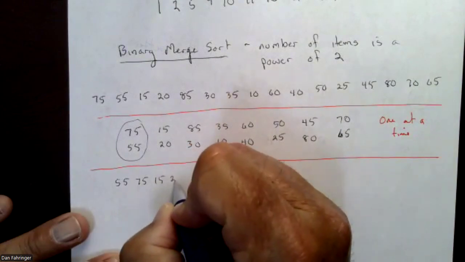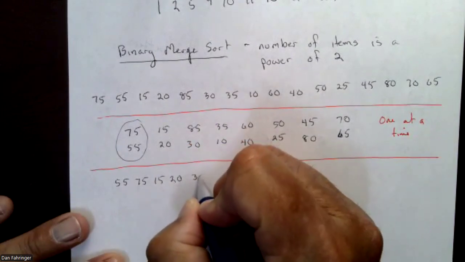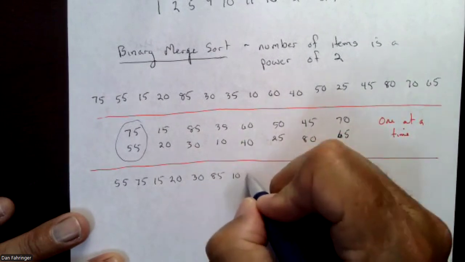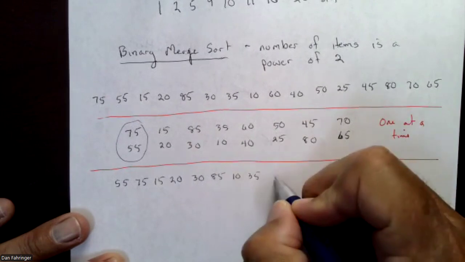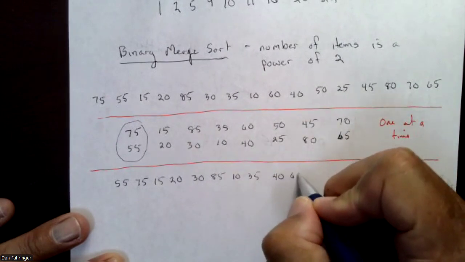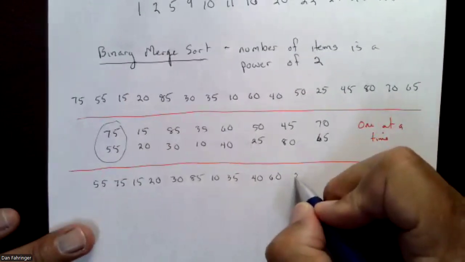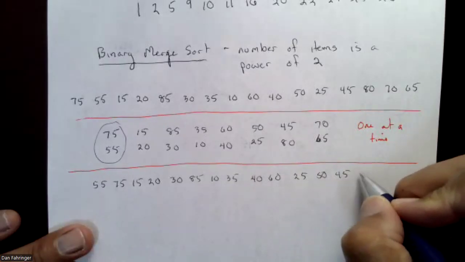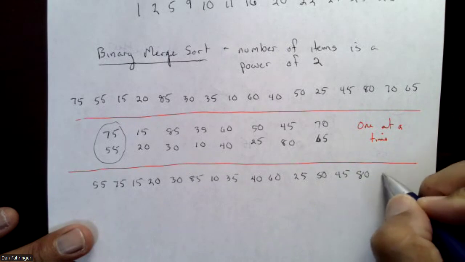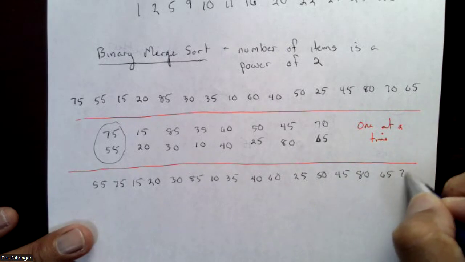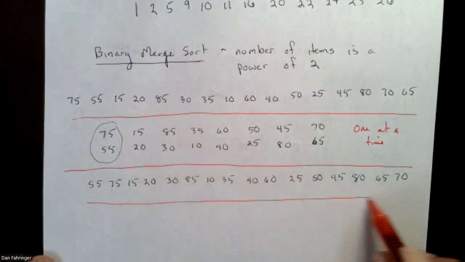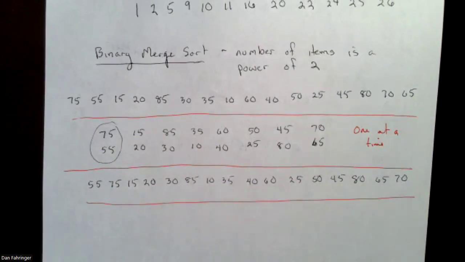15 and 20, 30, then 85, 10, 35, 40, 60, 25, 50, 45, 80, 65, and 70. I took a list and made a new list by going one at a time.